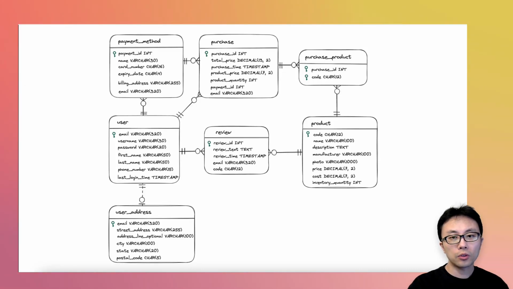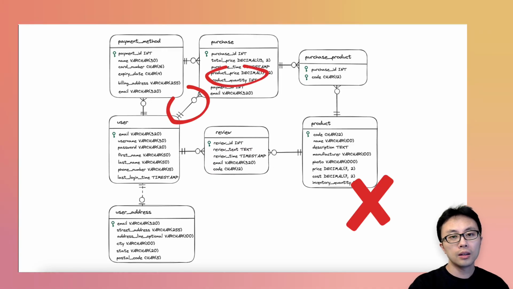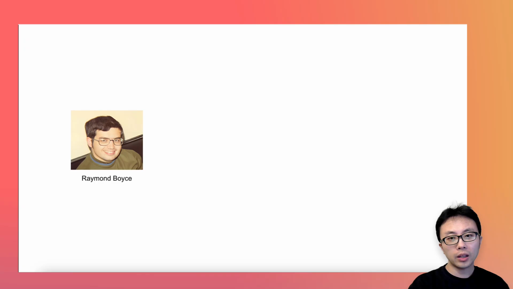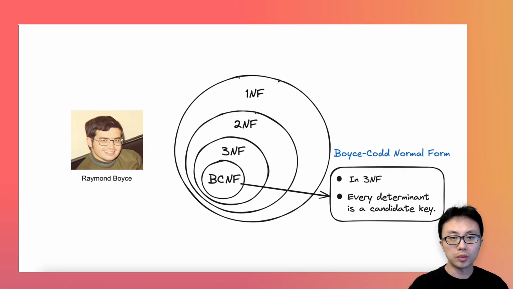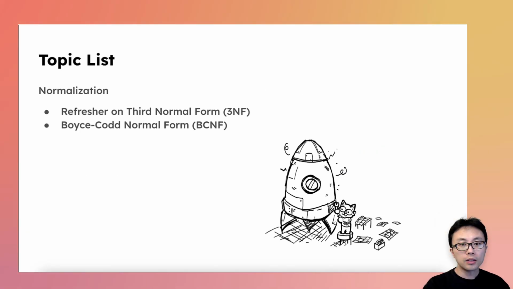Imagine that you have followed all the rules, designed a database that meets all the requirements of the third normal form, but it still breaks. That's exactly what happened to Raymond Boyce in the 1970s, which led to the development of the Boyce-Codd Normal Form, short for BCNF. In this video, we are going to introduce you to a new normal form, the Boyce-Codd Normal Form.